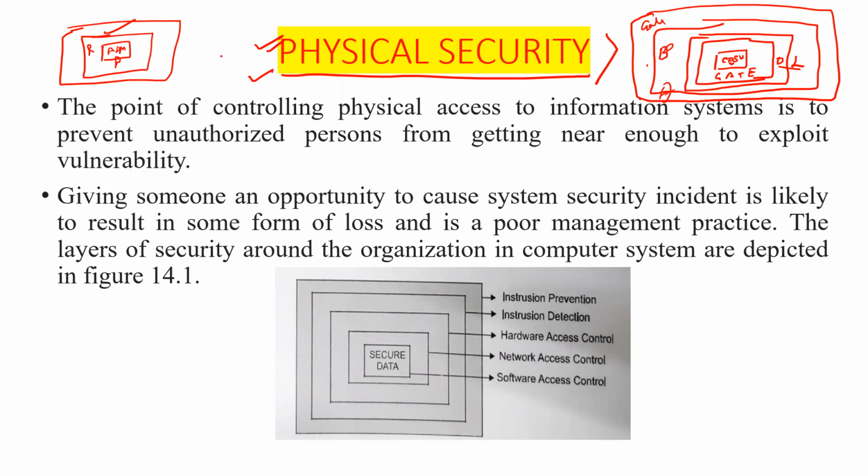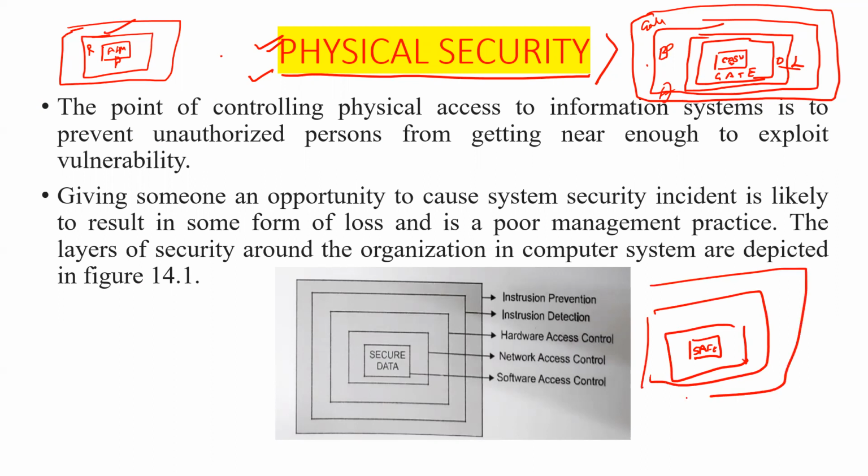Similarly, in the same diagram they have mentioned here regarding physical security, the point of controlling physical access to the information system is to prevent unauthorized persons from getting near enough to exploit vulnerability. One more example, as you have seen in the movies: there is a safe, and then one more safe, and after that an outer building, to keep our data or money safe. So that is physical security.